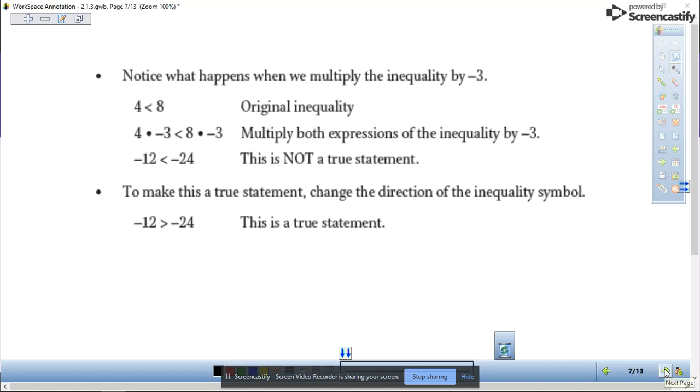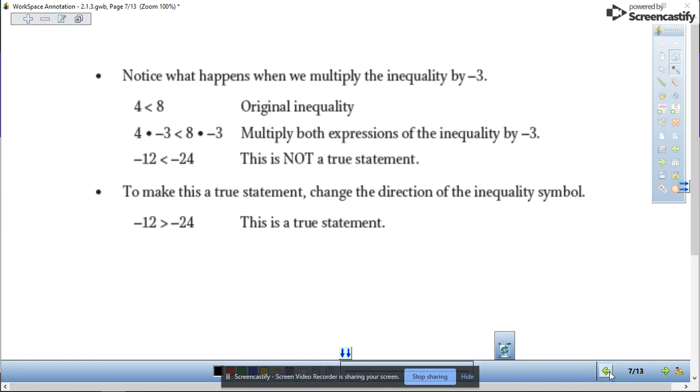Okay? However, what happens when we multiply by negative 3? We get negative 12 is less than negative 24. That is not a true statement. Okay? To make it a true statement, we have to flip the inequality symbol. It becomes a greater than symbol instead of a less than symbol.